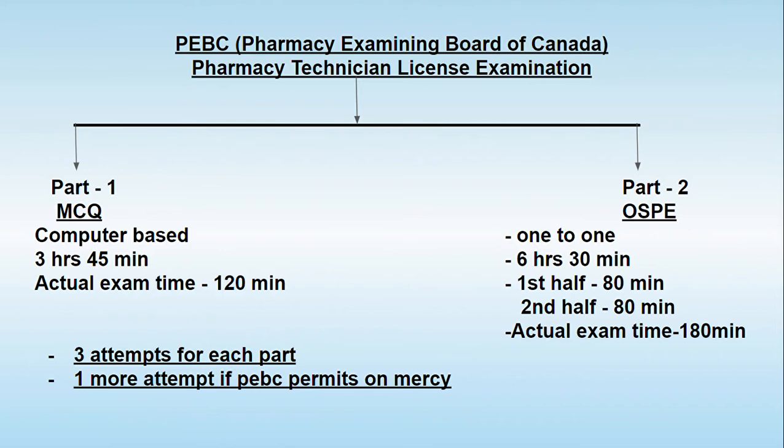180 minutes. For both part 1 and part 2, 3 attempts are given for each part. Once you complete part 1, then you can appear for part 2. So 3 attempts are given for part 1 and 3 attempts are given for part 2 separately. But if by any chance you are not able to clear in the 3 attempts, then you can make a request to the PEBC, and the PEBC will allow one more attempt, on a mercy basis, for each part.